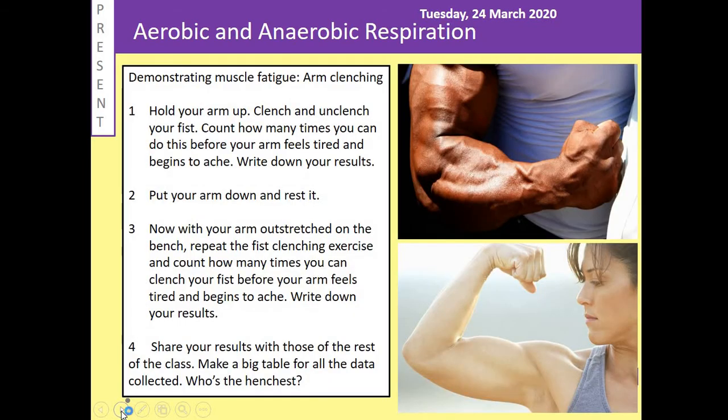If we want to do a quick demonstration of muscle fatigue, you can do this in your own time. It's a clench and unclench exercise where you're going to count how many times you can do this before your arm feels tired and begins to ache, and you can write down your results. Maybe you want to compare with some people in your household to see who, of course, is the most hench.